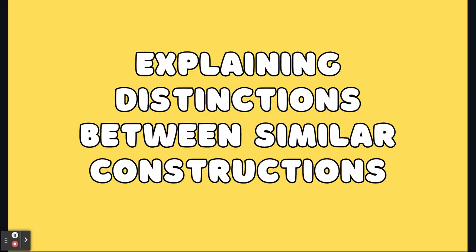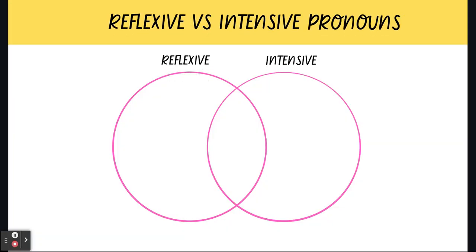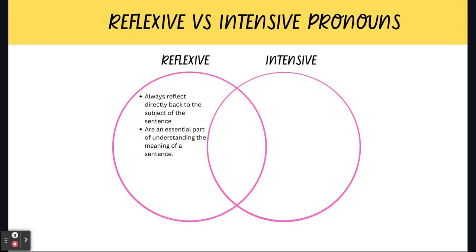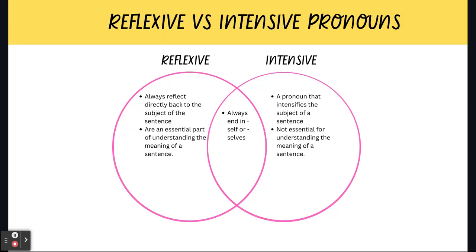Let's explain some distinctions between similar constructions. Reflexive versus intensive pronouns, these are easy to get mixed up. A reflexive pronoun always reflects directly back to the subject of a sentence, and it is an essential part of understanding the meaning behind a sentence. Intensive pronouns intensify the subject of a sentence. They are not essential for the understanding of the meaning of a sentence. However, both reflexive and intensive pronouns use either a self or selves ending. That's where people can get confused with the use of them. So let's compare some examples.